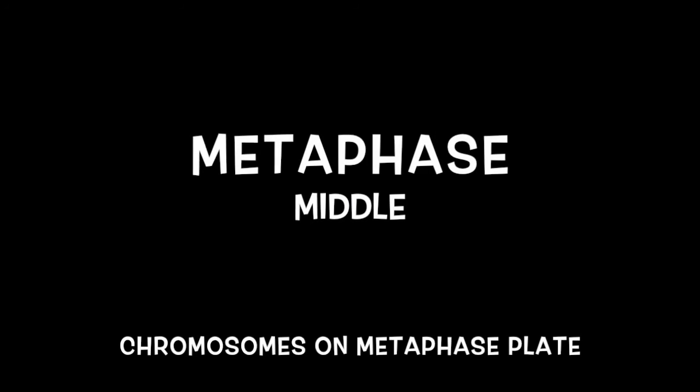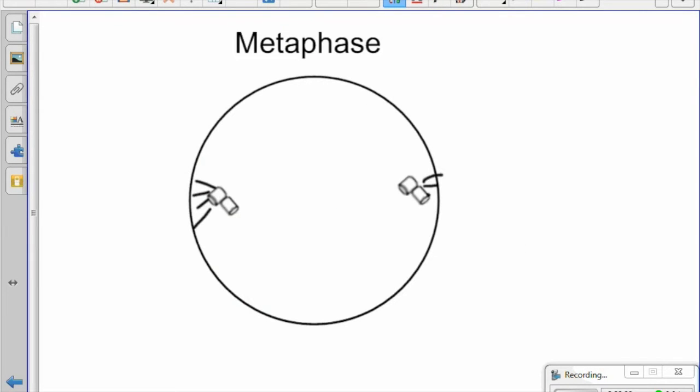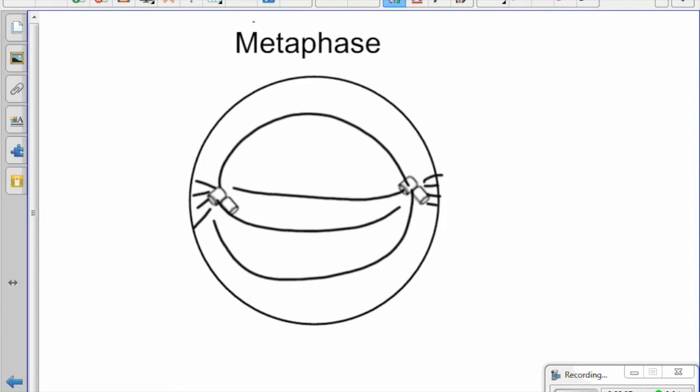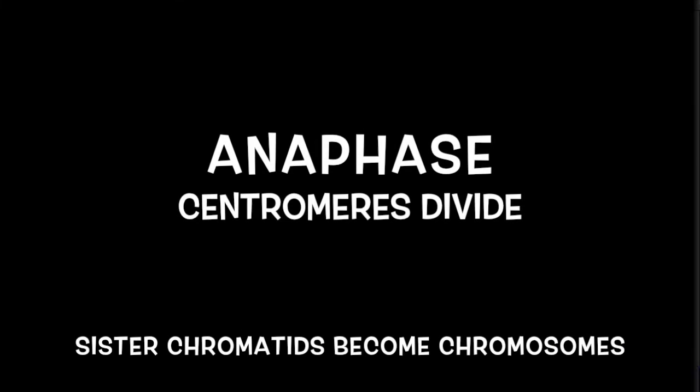So 2N equals 4. In metaphase, the chromosomes line up in the middle on the metaphase plate. We can see that we still have the centrioles at the poles, spindle fibers are there, and we're going to remember M for middle. Chromosomes align in the middle of the cell, one above the other, getting ready to divide. We still have a cell with 2N equals 4 chromosomes.